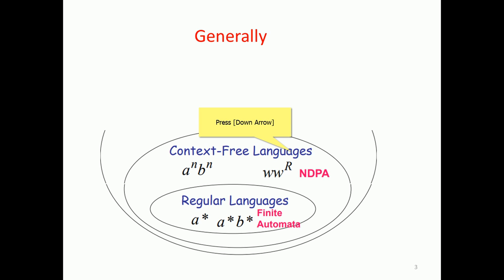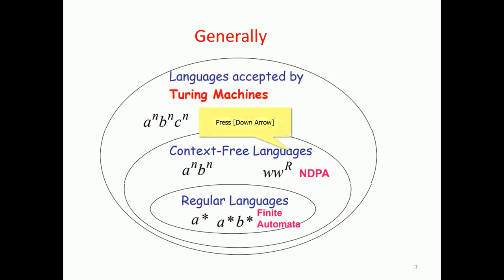For example, instead of saying a star as in the regular language, now you can say a power n, or a power n and b power n. Such strings are accepted by the non-deterministic push-down automata. In terms of strings, we can say that if w is the string, then the reverse string will be w power r. This kind of language is represented with the help of context-free languages, as we discussed in the previous slide and also in the previous session.